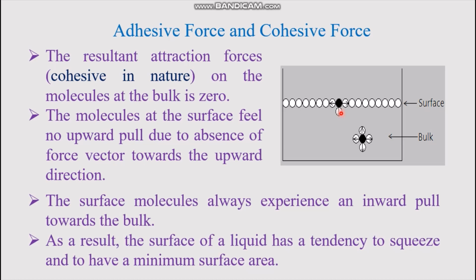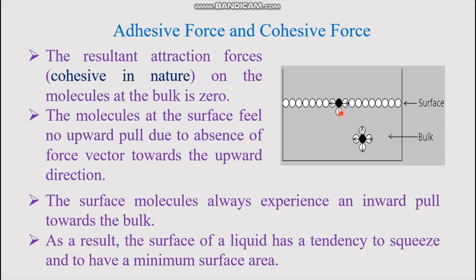As a result, the surface of a liquid has a tendency to squeeze and to have a minimum surface. Consider a balloon. What about the surface of the balloon? It's a rubber surface, but when you touch it, you will feel that it is like an elastic body. So there is some tension throughout the surface of that balloon. The same type of tension is working in any type of liquid surface. They are trying to squeeze themselves, that means they are always trying to minimize their surface area, and that is known as surface tension.